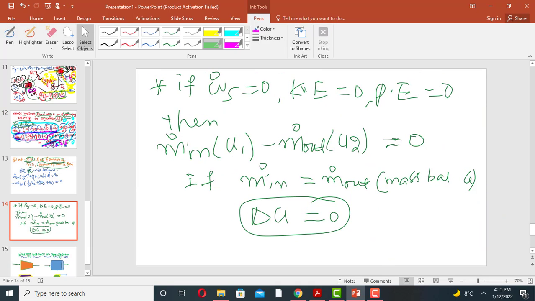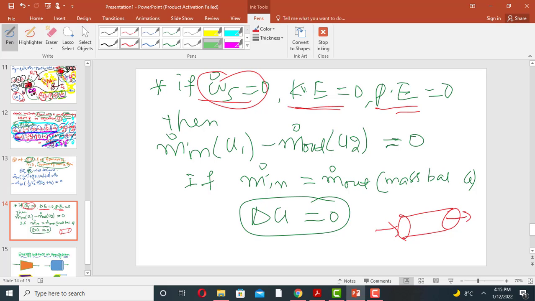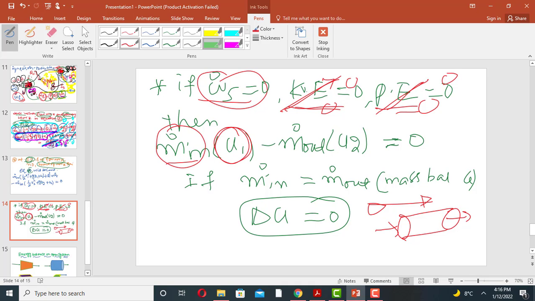Similarly, in case shaft work is also 0, and the kinetic and potential energy are also 0. If the flow is in a straight pipe like this one, with the same cross-sectional area, then we can say that the kinetic energy change is 0. Similarly, if the flow is in a straight line with no change in elevation, then we can say that the change in potential energy is also 0. So in most cases kinetic and potential energy are negligible. Then the mass flow rate entering the system times the internal energy, minus the mass flow rate out of the system times the internal energy, will be equal to 0.